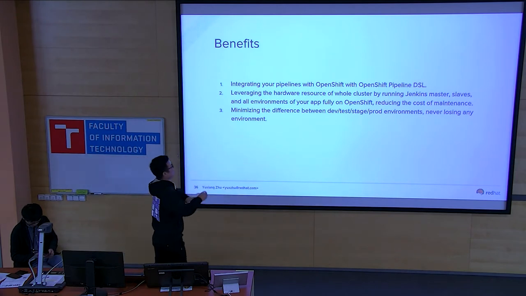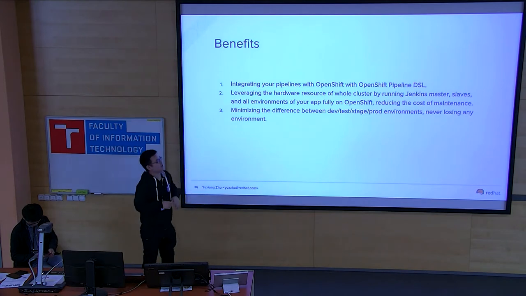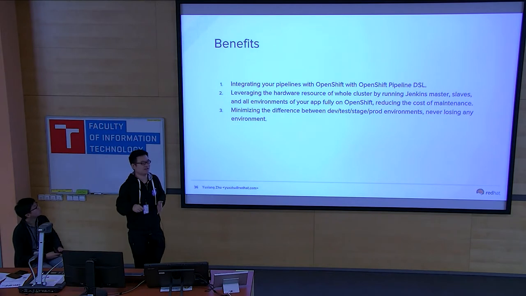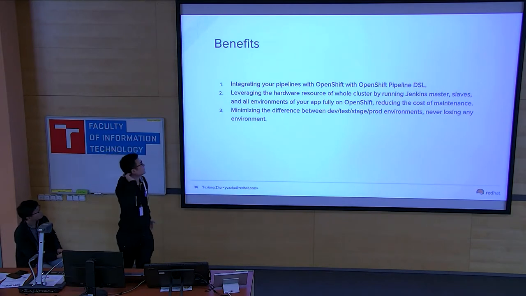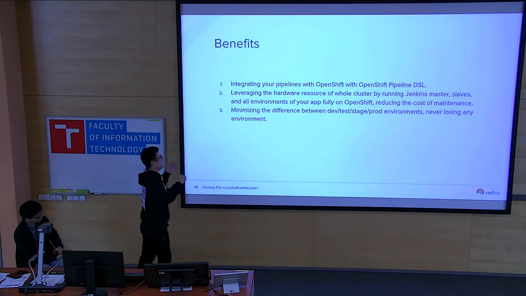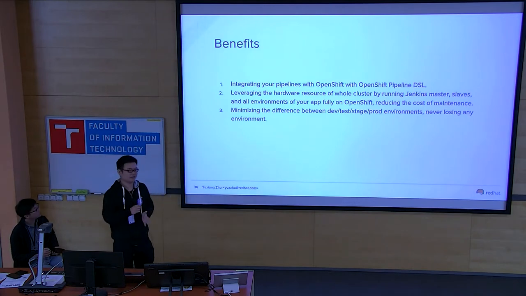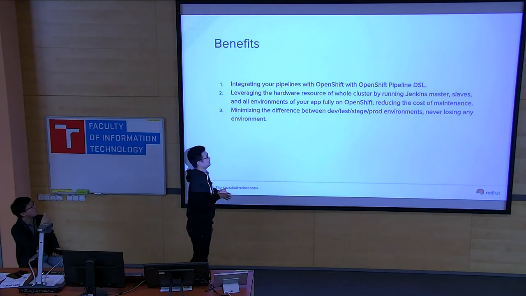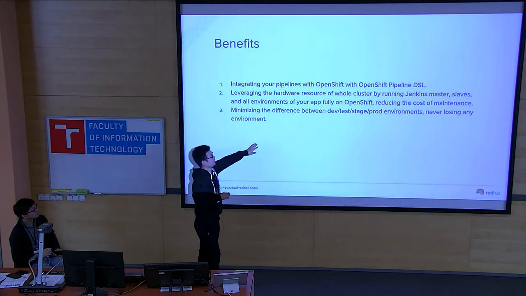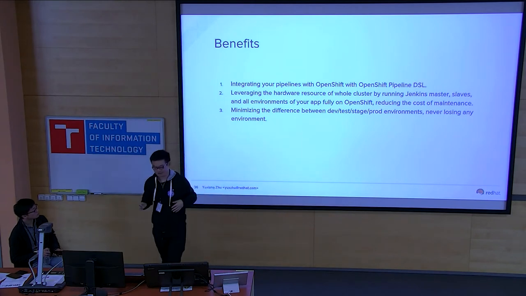Let me summarize all the benefits we have with OpenShift pipeline. You can use the OpenShift pipeline DSL to interact with the OpenShift API server without calling the oc command and parsing the output manually. You can use the Kubernetes plugin to run your pipeline Jenkins slaves as OpenShift pods, so you don't need to worry about provisioning a new machine to run your pipeline. And you can define OpenShift templates for all environments of your application, and you don't need to worry about the environment being destroyed or lost.